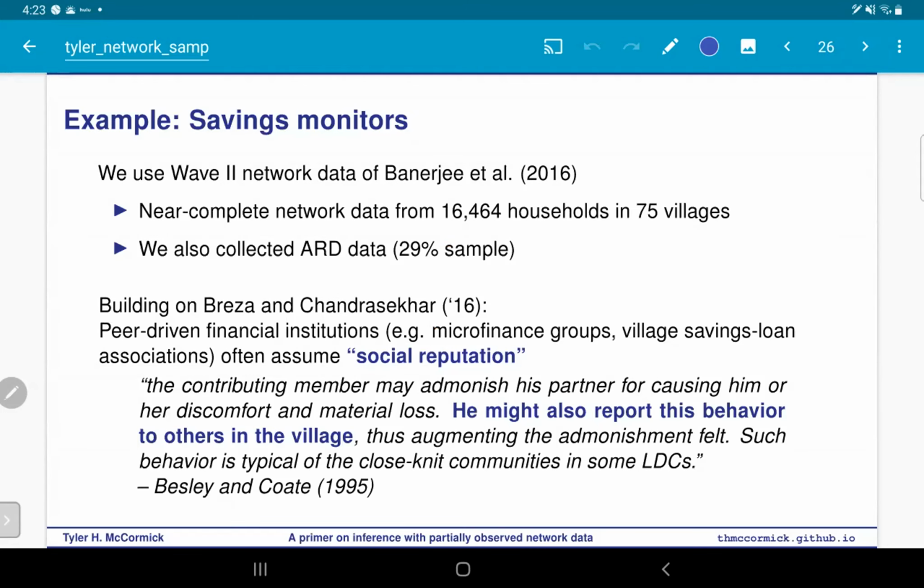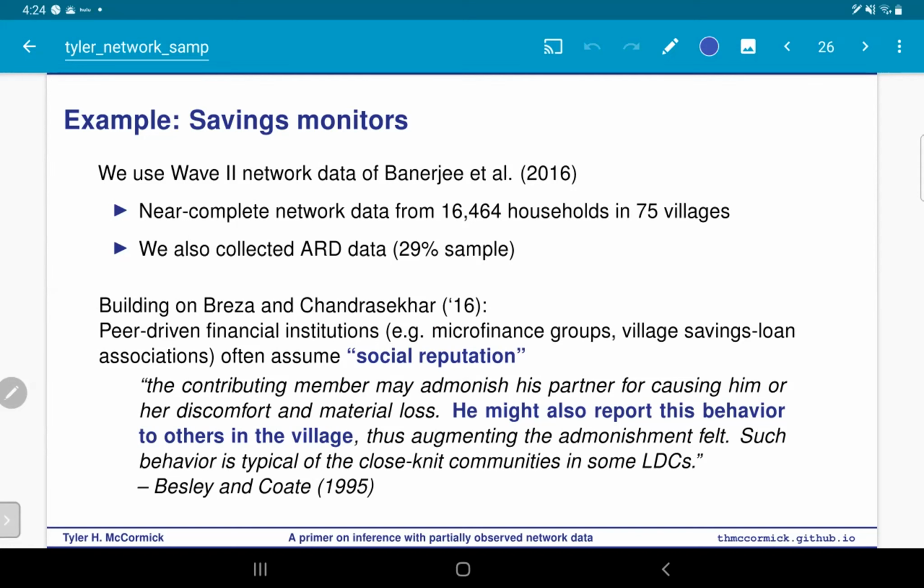All right, well, okay, so just to show you an example of how this works, this is network data from work by Banerjee et al. 2016. It's near complete network data from about 16,500 households across 75 villages in rural India. There's also these aggregated relational data collected on about a 30% sample. So what we're going to do here is compare the estimated coefficients in a regression from aggregated relational data with the coefficients that have been previously published in the economics literature using the complete graph of these 16,500 households.